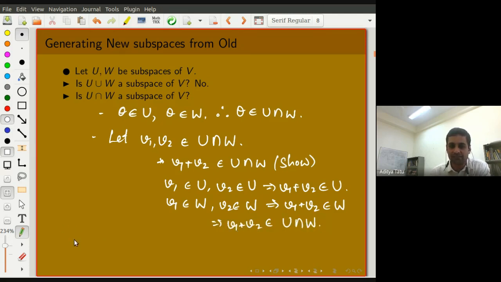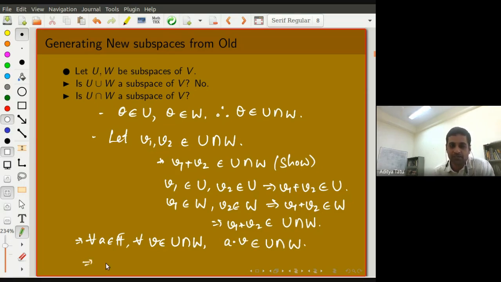In the same way, I think I can leave it as an exercise to show that for every scalar in the field and for every vector, say V in U intersection W, the scalar multiple with V is also in U intersection W. The proof follows the same line of thought.